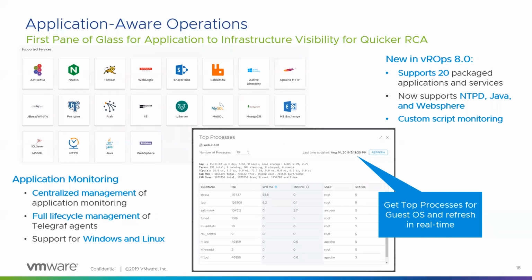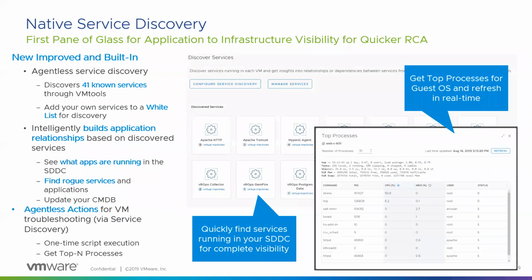So there are a couple of things at play. There are two features. One of those is application monitoring, and the other is service discovery. Let's start with the service discovery piece, and let me flip to the slide for that. Service discovery is something you can enable and turn on. It does require VM Tools to be running on the virtual machines, and there are specific versions that are required.